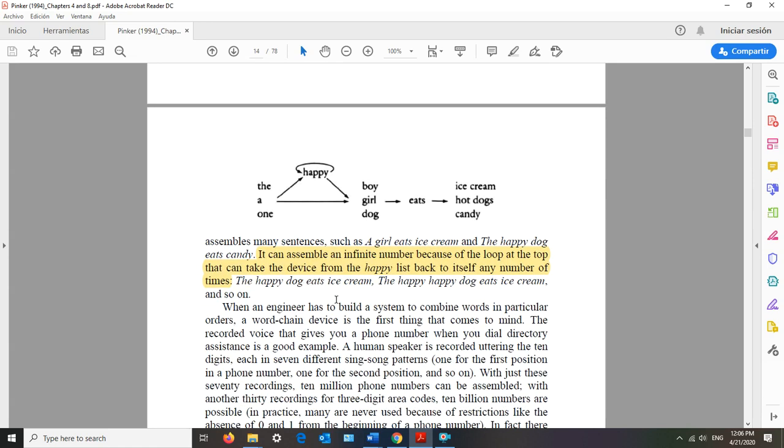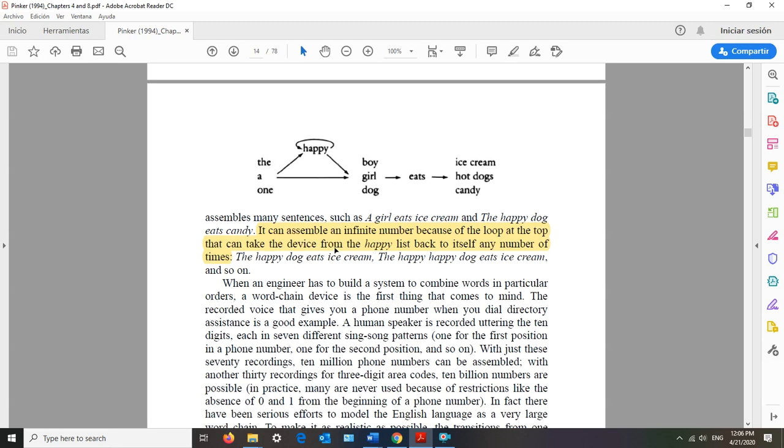And then he gives examples. So here we have the options, and then the different possibilities that are accessible simply by combining different options, and then making it infinite, for there is this loop at the top here that can take the device from the happy list back to itself any number of times. So we can say the happy dog eats ice cream, the happy dog eats ice cream, and so on. Just by repeating the choices over and over, then we can have a list that never ends.